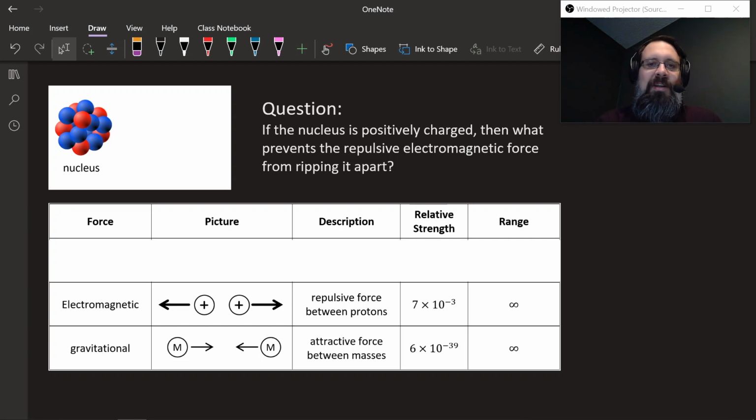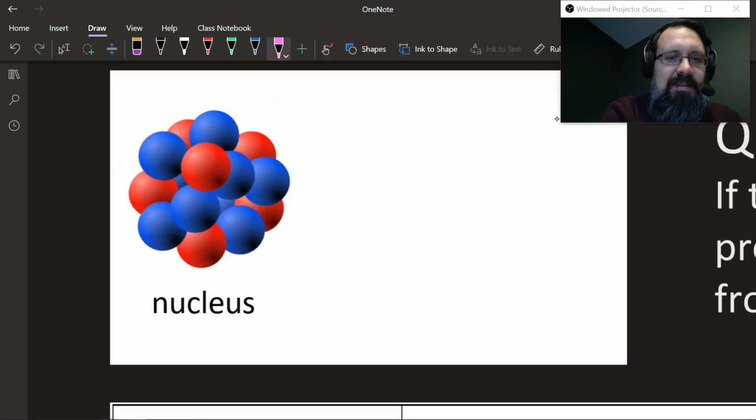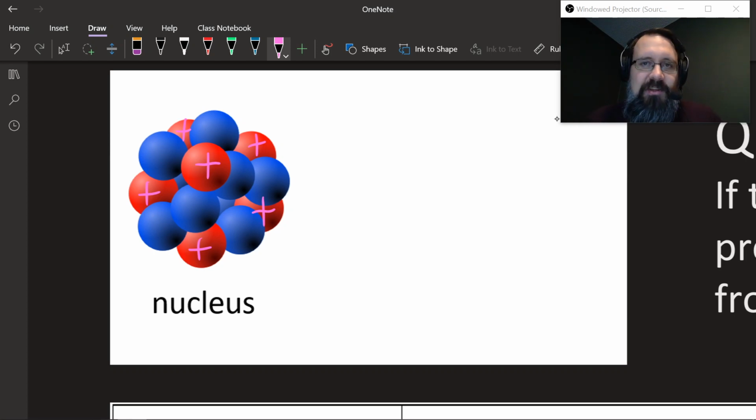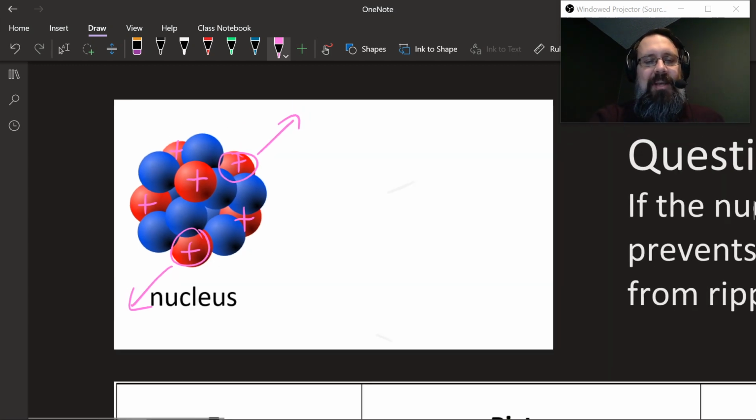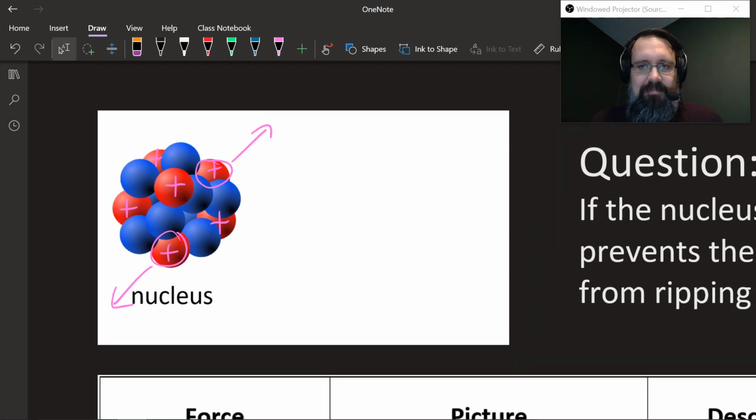So here's a question. If the nucleus is positively charged, so the nucleus consists of these positively charged particles, then what is preventing the nucleus from ripping itself apart? Because positively charged particles repel each other by the electromagnetic force. So what's preventing this proton here and this proton here from repelling each other? Why isn't the nucleus just ripping itself apart? Do you guys know? Nuclear force, right? Exactly right.